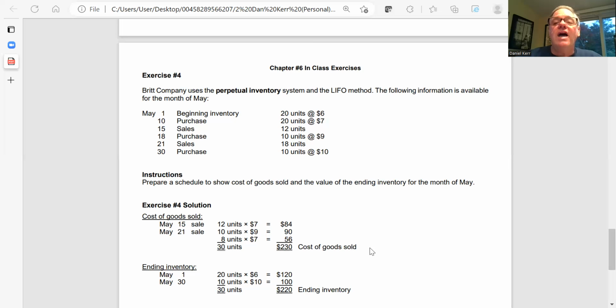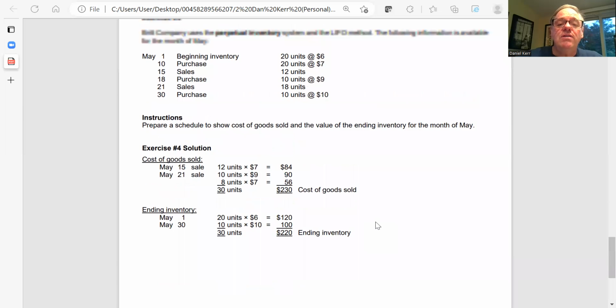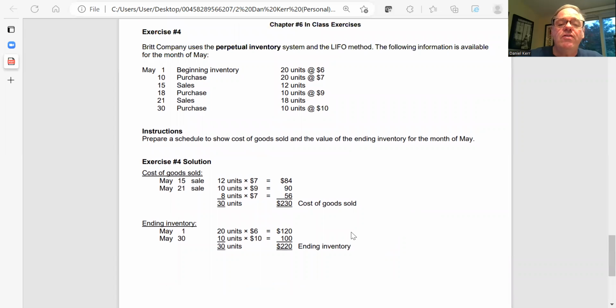Now that's under LIFO perpetual. And as far as the ending inventory, I've got 30 units left. My 30 units left are the oldest stuff that's still sitting in inventory. And that would be my 20 units at 6. And I've got 10 units left over that I paid $10 for from this purchase. This is why we say in inventory, we have various layers.